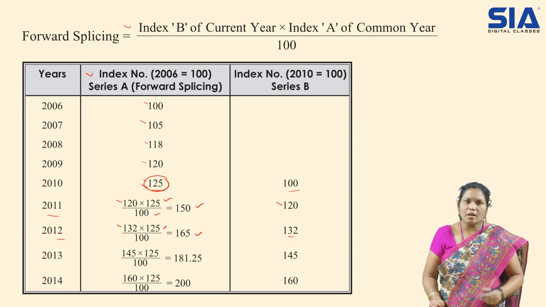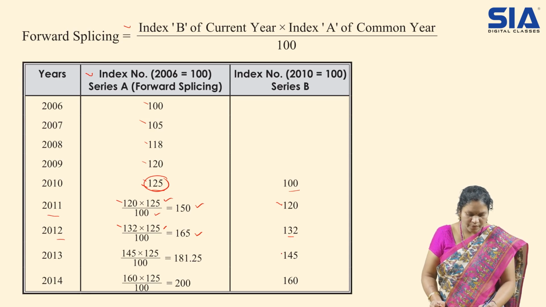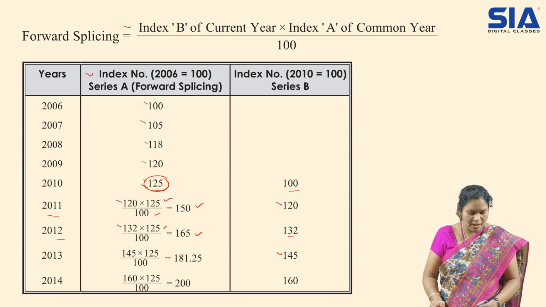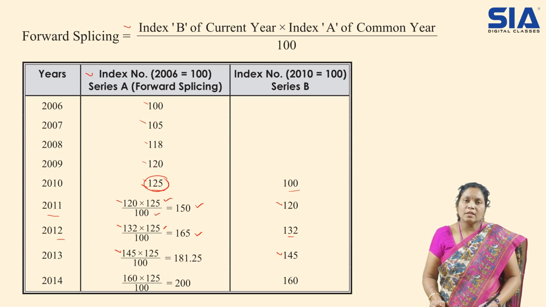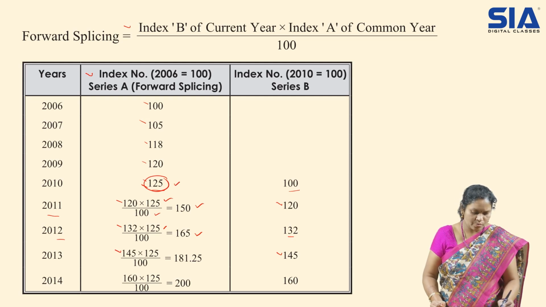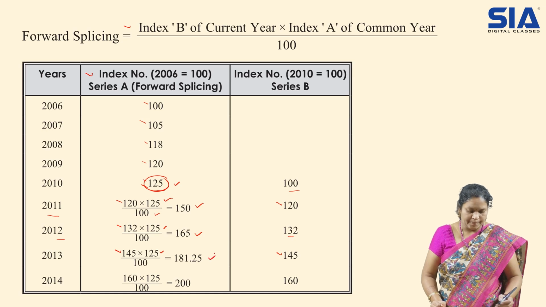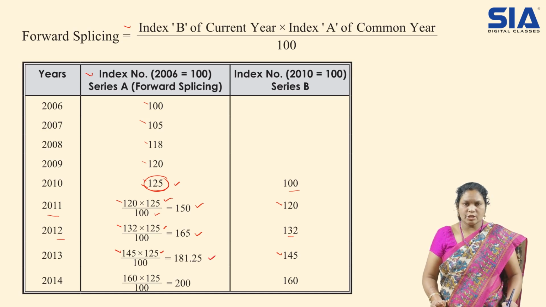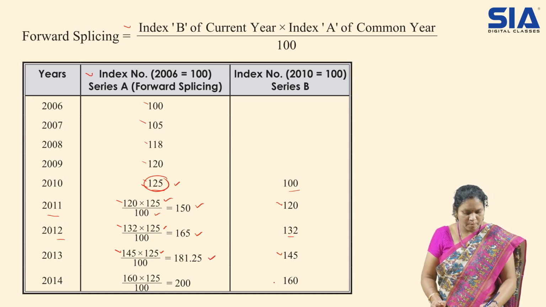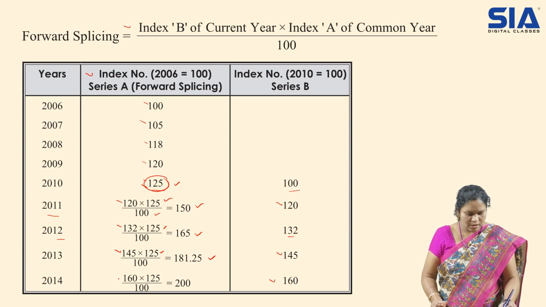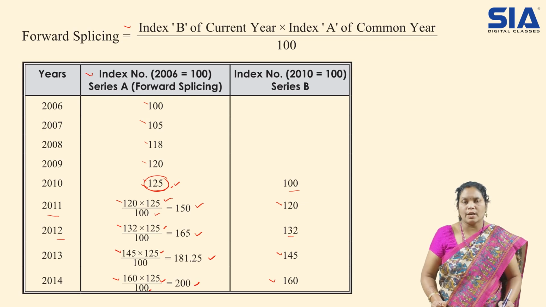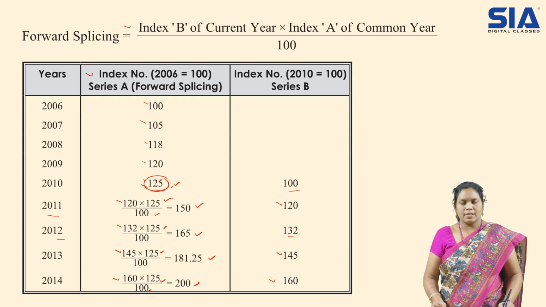Let us check two more values we have. The current year value is 145 from series B. So 145, the common year value 125 as usual. Take 125 by 100 and get the answer here. The last one also, let us check it out. For the current year the B value I have is 160. So 160 into the common value 125 divided by 100, we got the answer as 200. So this is how forward splicing is done.